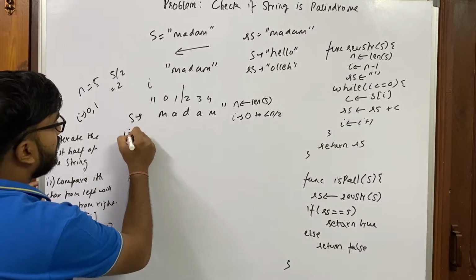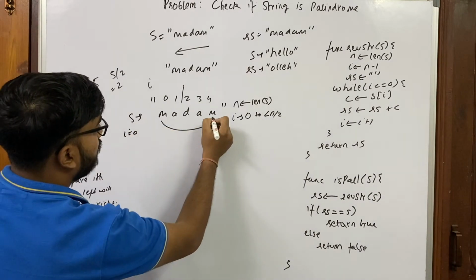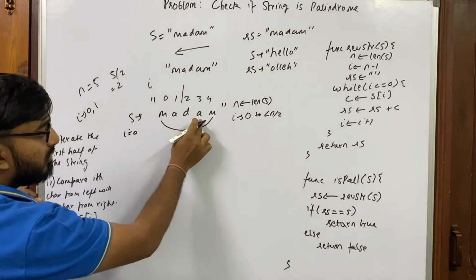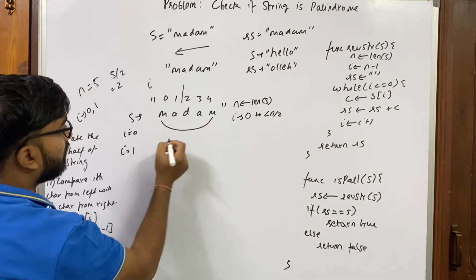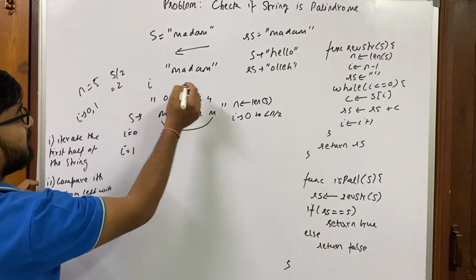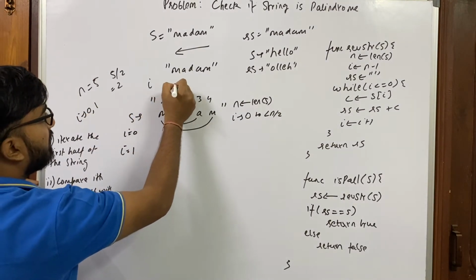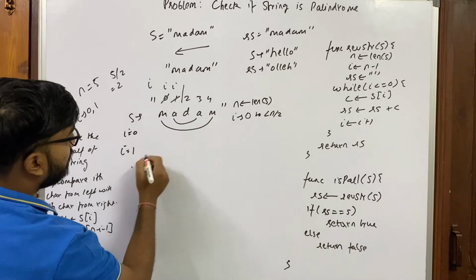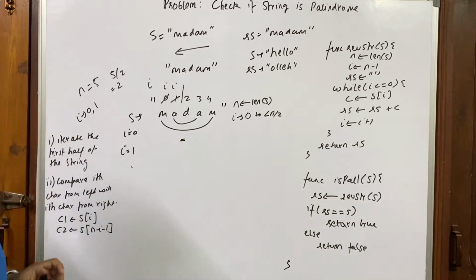So for I equal to 0, you compare these two. Okay, these two are equal, so you move on to the next value of I, you compare these two. Okay, so all values of I are exhausted. I was 0 and I was 1, so you return true in this case because this is a palindrome.